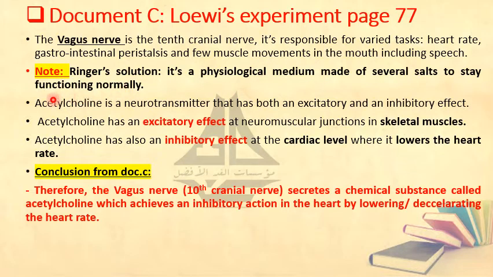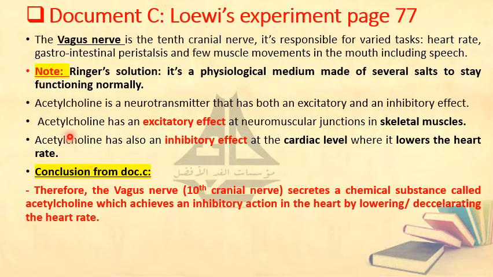Now let's move to the function of acetylcholine. You have to know acetylcholine, the main neurotransmitter. Acetylcholine is a neurotransmitter that performs two functions. It has an excitatory function, and it has an inhibitory function. The inhibitory function was revealed by Lewis's experiment, at the cardiac level. It lowers the heart rate, right?